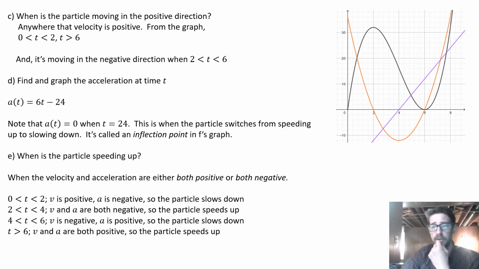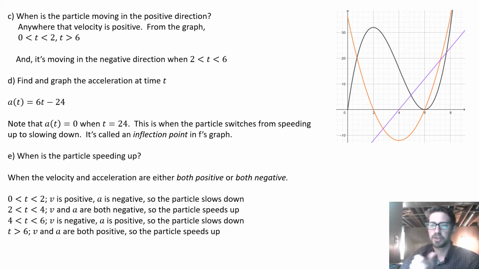Okay, so that's how we can use first and second derivatives to get a lot of information out of just a function. That's a lot of information out of that thing. And then again, we can kind of cheat a little bit and just compare the three graphs to really figure out exactly what's going on with this thing at every point in time.